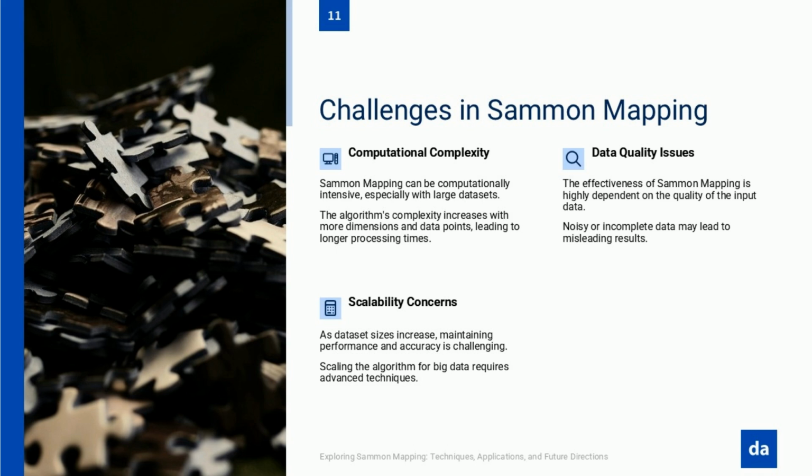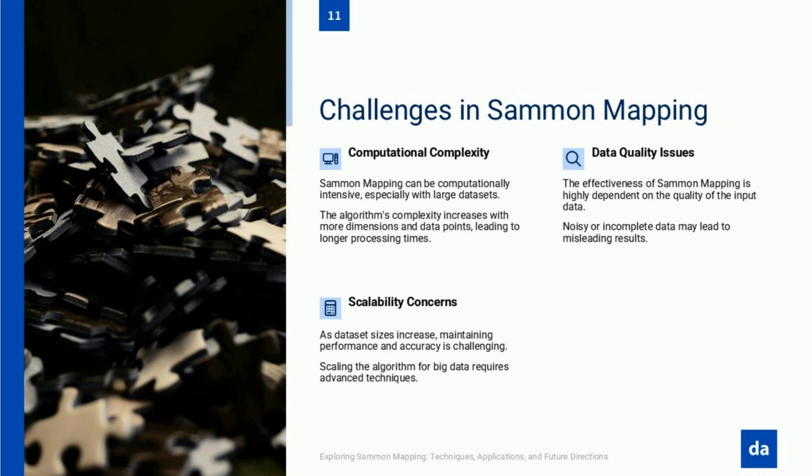While Sammon mapping effectively reduces dimensionality and maintains distances, it does not provide clear insights into which features contribute most to the final representation. Unlike PCA, which provides eigenvectors that explain variance, Sammon mapping produces a transformation that is difficult to decompose into meaningful individual contributions.